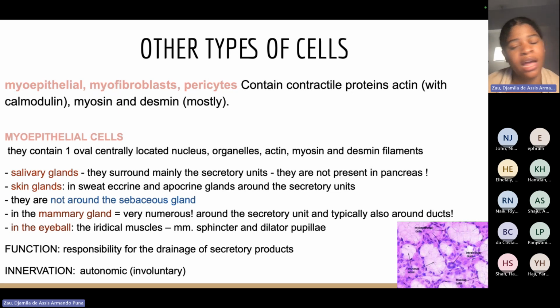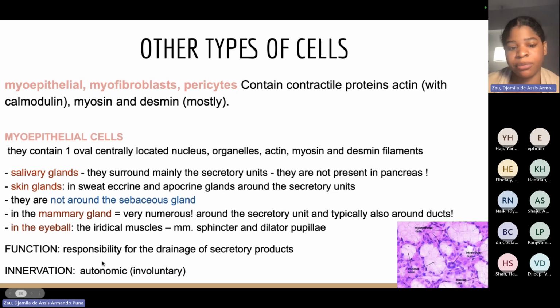I understand if you don't know, but does anyone know why they are not in the sebaceous gland? We just said that myoepithelial cells are found in all these glands, like the mammary gland, because they help with contraction. They need to contract so the product that the glands make is secreted. Well, the sebaceous gland actually has a muscle. I forgot the name of the muscle. That muscle does that job, and that's why you won't see myoepithelial cells there.